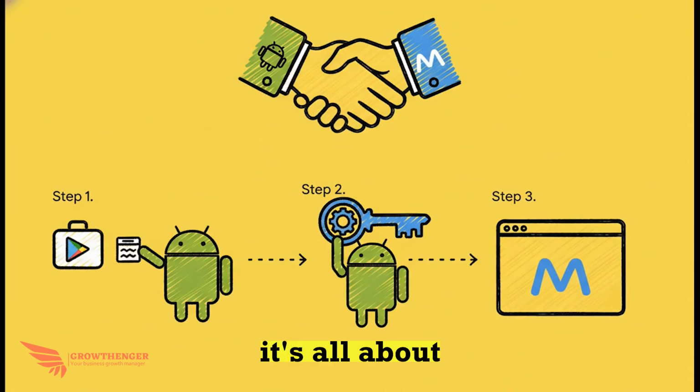For Android, it's all about creating this secure handshake between your app, the Google Play Store, and Meta. It's really a three-step process. You implement the install referrer, you generate a unique key for your app that's the release key hash, and then you register that key in your Meta dashboard. This is what proves your app is authentic and allows all that important attribution data to flow securely.